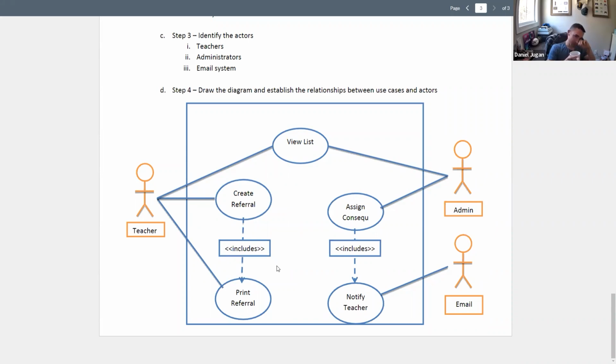Okay, so back to this particular example. A teacher can create a referral, which automatically includes printing a referral. A teacher can also simply go back into the system and print a referral. Finally, a teacher can view the list. View list is a list of all of the referrals that have been created, even from other teachers. So the idea behind that is that teachers can see if any of their coworkers have had any issues with this particular student, or if the student they're having issues with has gotten in trouble in other areas.